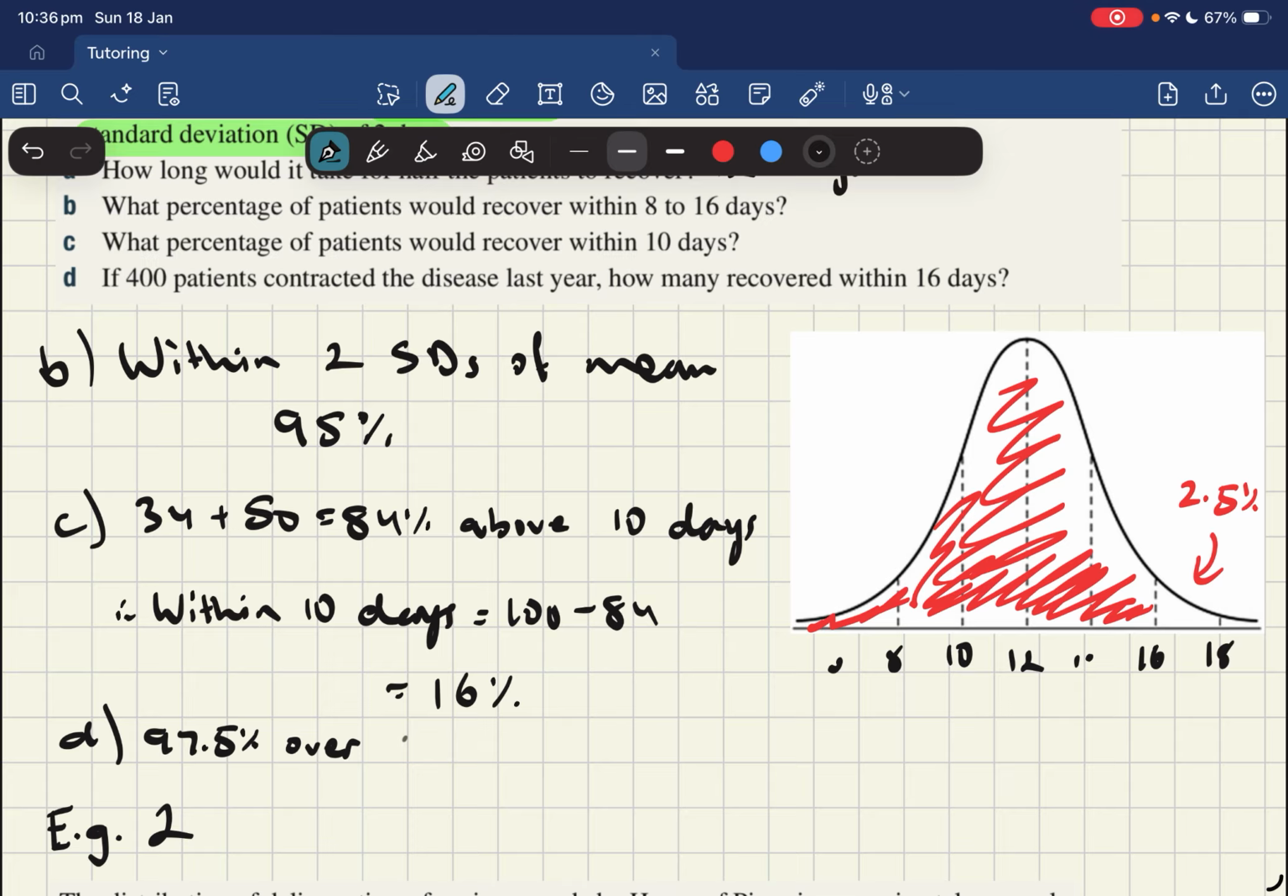Over 16. Because we want to figure out how many recovered within 16 days, we have to find 97.5% of 400. So we have to go 97.5% multiplied by 400, which equals 390 patients. So that's how we can start navigating our normal distribution.